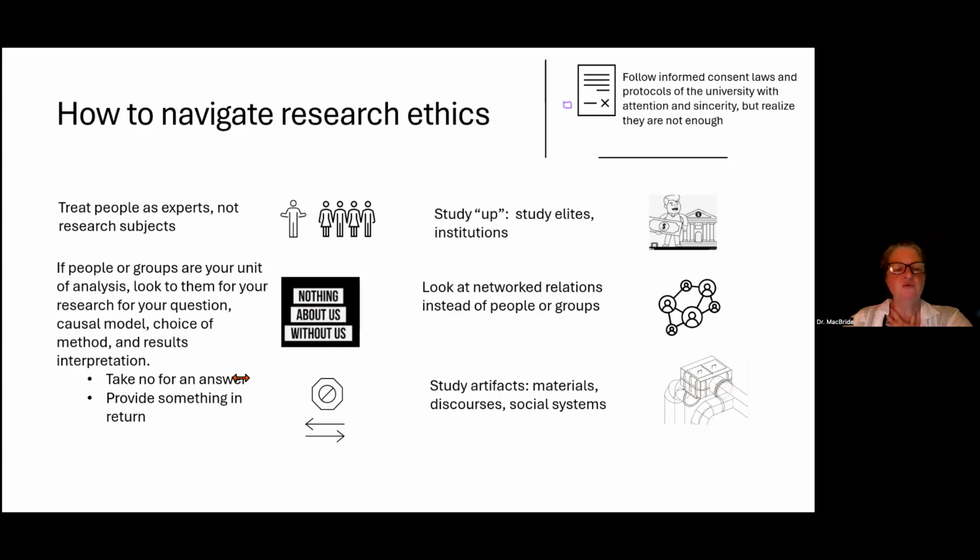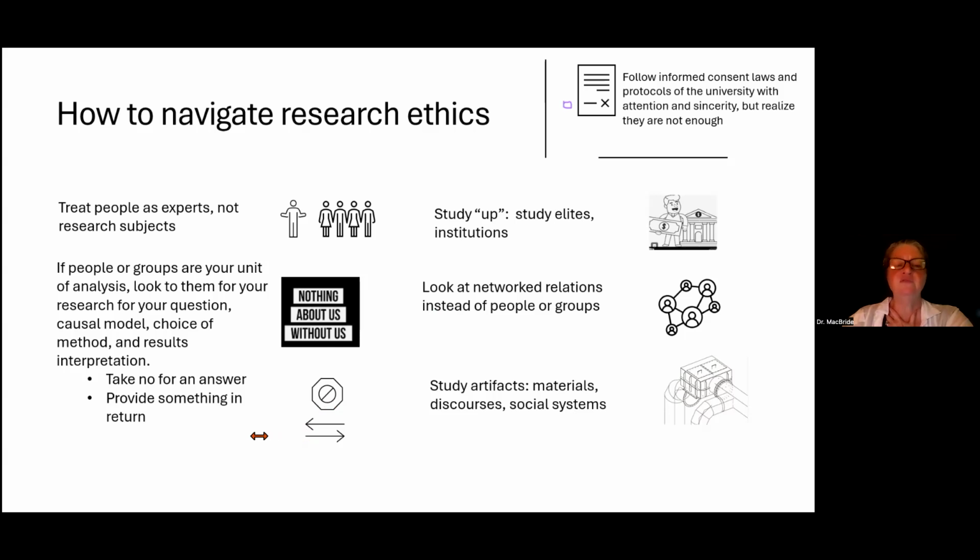And with this also comes something that a colleague of mine in Discard Studies made very clear in their book, take no for an answer. Sometimes a researcher will come to a group of people and say, I'd like to do a research project, and they say no, or even they say, well, I'm not sure, maybe later, right? In such a case where they don't say no clearly, don't push them on it.